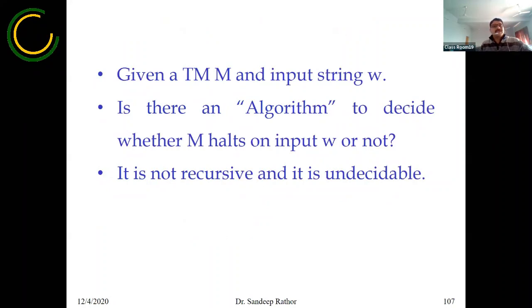So given a Turing machine M and the input string W, is there any algorithm to decide whether M halts on input W or not? In the case of the Turing machine, we can't have any algorithm or procedure that decides whether your machine will halt or will not halt. Now, the point is, this statement, machine will not halt, will occur in what situation?